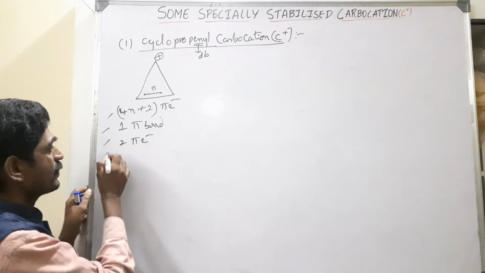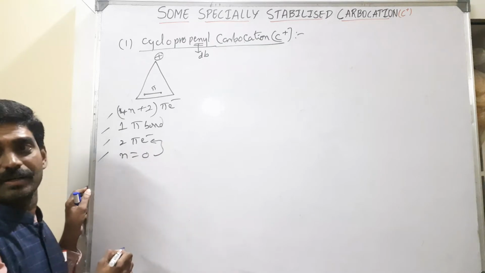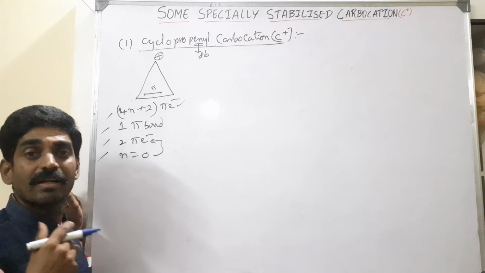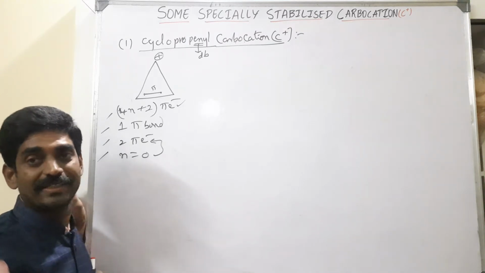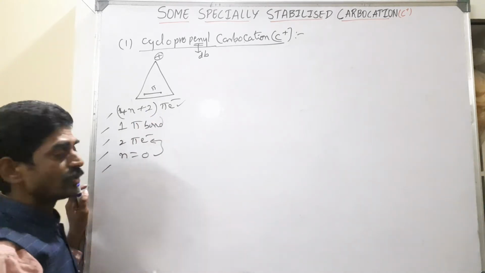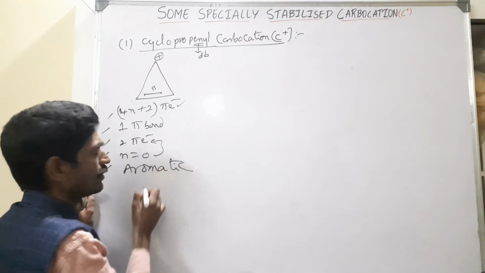If 2 pi electrons are present, n value is 0, then you will get 2 pi electrons. N value 0 means, n is not the number of rings. It is an integer value. It may be 0, 1, 2, 3. So that's why it is obeying Huckel's rule. So that's why it is an aromatic compound, right?